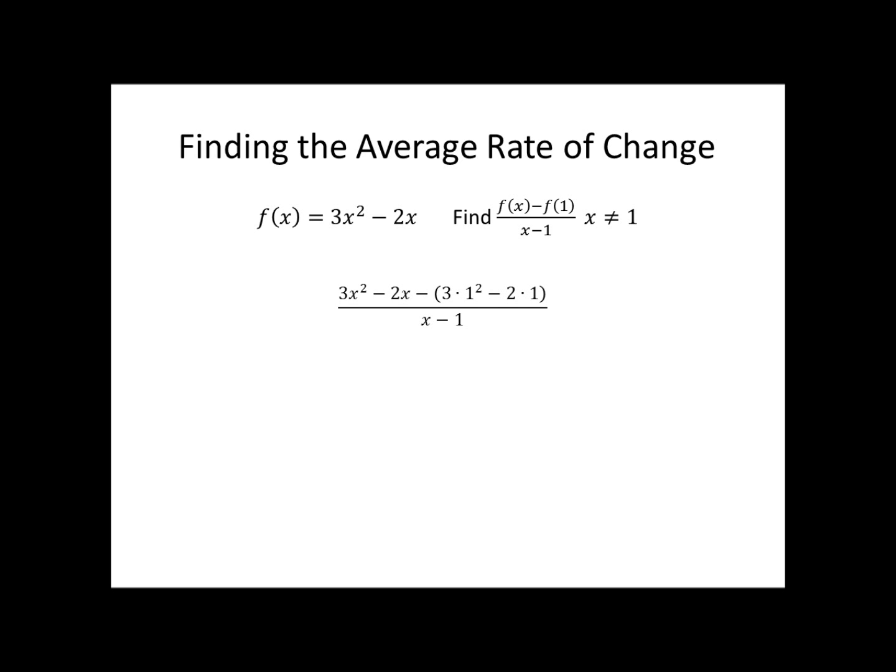Now, if we take f of x, that is 3x squared minus 2x, and then subtract from that f of 1, that means we're plugging 1 into the function, all divided by x minus 1.